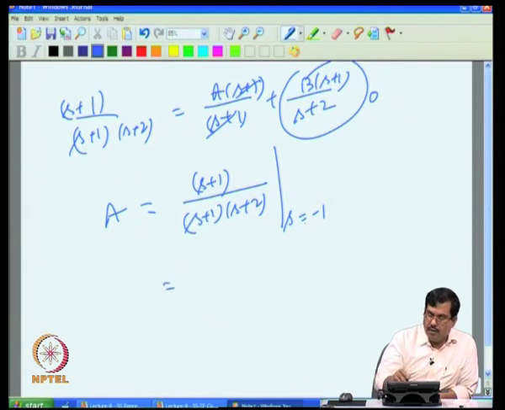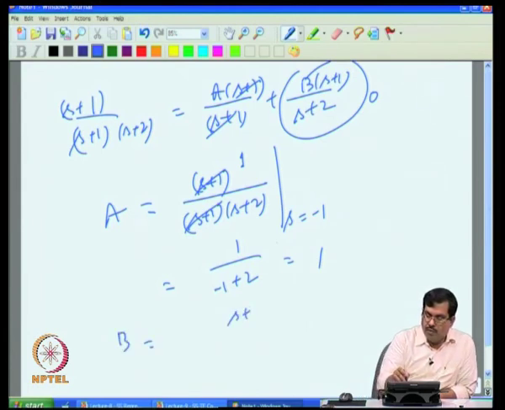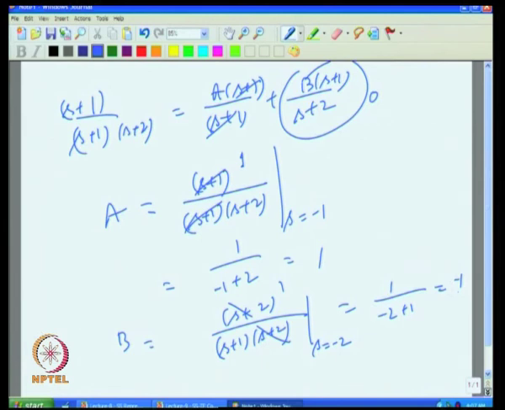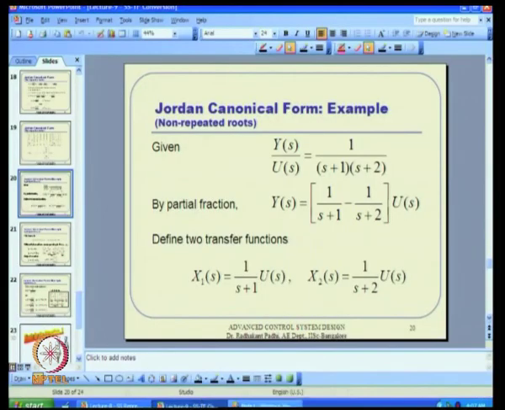So, what is happening here, at s equal to minus 1, this is gone, this is 1 actually. So, 1 by minus 1 plus 2. So, this is 1 actually. Similarly, for B, now I have to multiply by the other one, that is s plus 2. So, s plus 2 divided by s plus 1 into s plus 2, evaluated at s equal to minus 2. So, this is gone, I am left with 1 by minus 2 plus 1. So, this is minus 1 actually. So, A is 1 and B is minus 1, that is why you are left with A equal to 1 and B equal to minus 1 here. Okay.